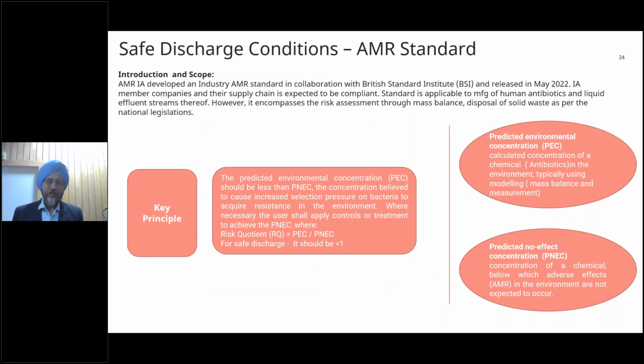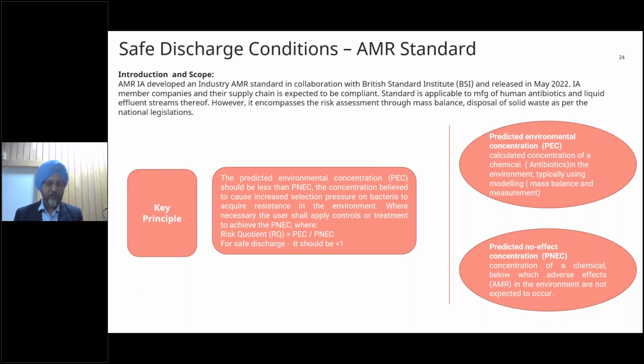What is a safe discharge condition as per the AMR standard? The AMR standard talks first of the key principle, which is the risk quotient. As was said in the previous slide, it is a comparison of PEC and PNEC, and that should be less than 1. That is the entire crux of the certification or audit process. That's the basic ground line: whatever other systems, environmental systems, or wastewater treatment there are, they should facilitate getting the RQ less than 1.